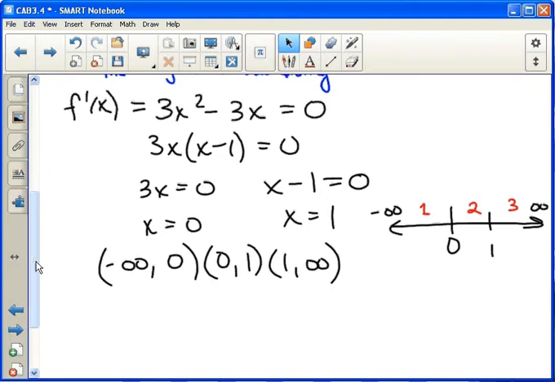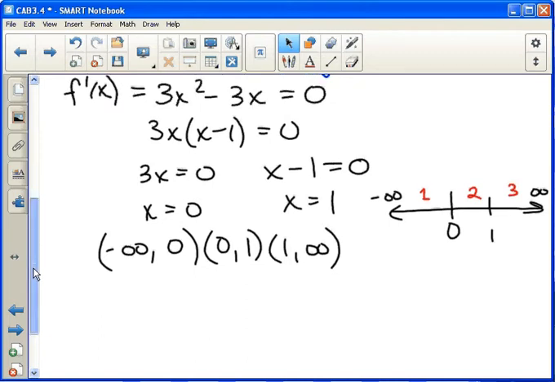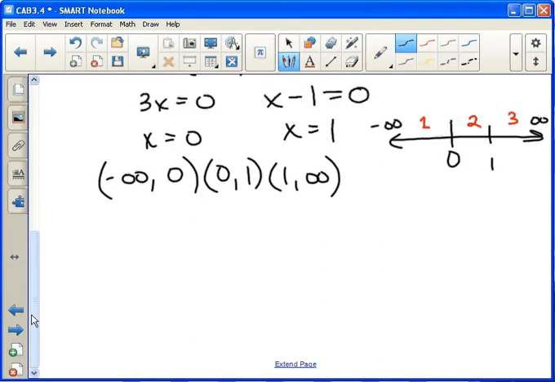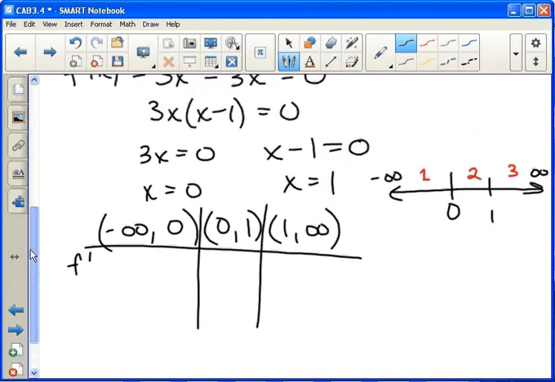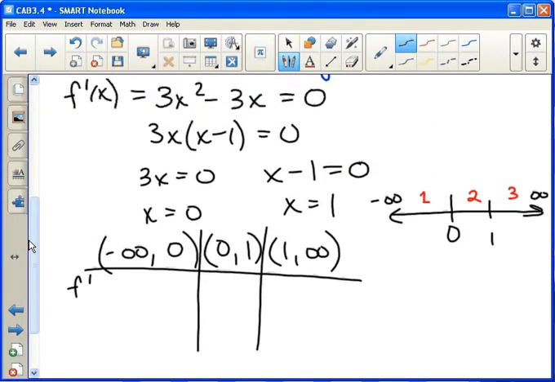You're pretty much always going to start at negative infinity and go to positive infinity, and then use your critical numbers as boundaries. So now that we've created these intervals, we're going to make a table. And I want to test the first derivative using this table. Okay? So here's the idea. We want to test to see on these intervals whether the first derivative is negative or positive.